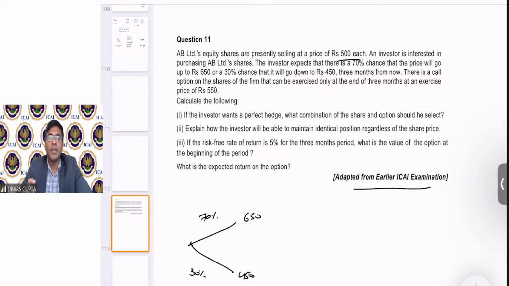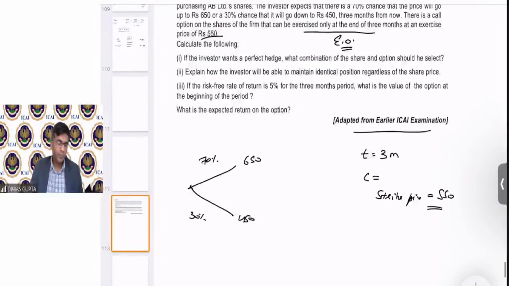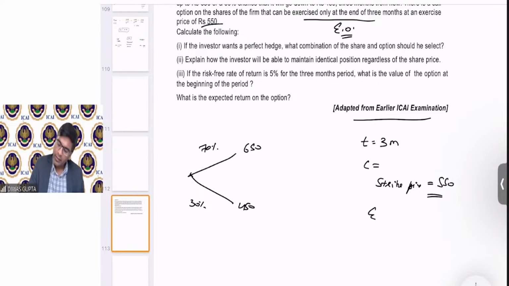3 months from now. There is a call option on the shares of the firm that can be exercised only at the end of the 3 months. They are talking about European options. Nevertheless, it does not make any difference to us. Till now, we have not studied any valuation difference between both of them, right? At an exercise price of 550. So what is the term? Time 3 months. Call option where strike price is equal to 550. And this is a European option that we are talking about.